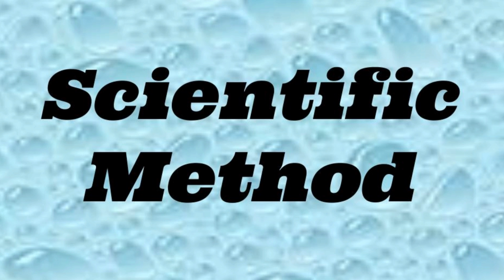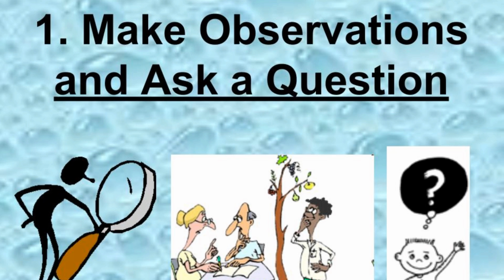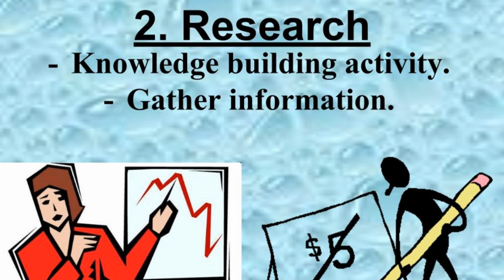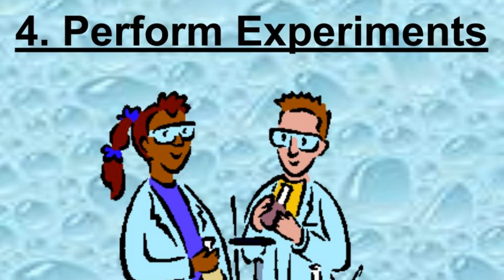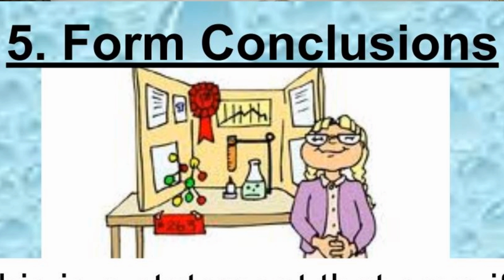Today we're going to look at one of the steps of the scientific method, but in a little bit more detail. If you remember, we were looking at a 5-step scientific method. Step 1 is to make observations and ask a question. Step 2 is to do some research. Step 3 is to form a hypothesis. Step 4, a very important step that we're really going to talk about today, is to do an experiment. And then step 5, finally, is to form conclusions.